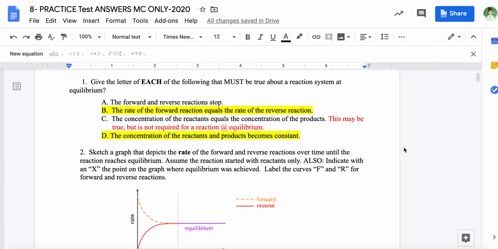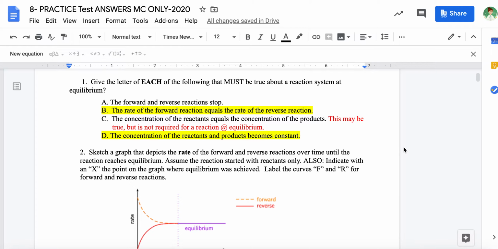All right, in the beginning here, we're going to look at things that must be true about a reaction at equilibrium. The most important thing to remember is that the rate of the forward and the reverse reaction is going to be the same at equilibrium. That's the equal part.